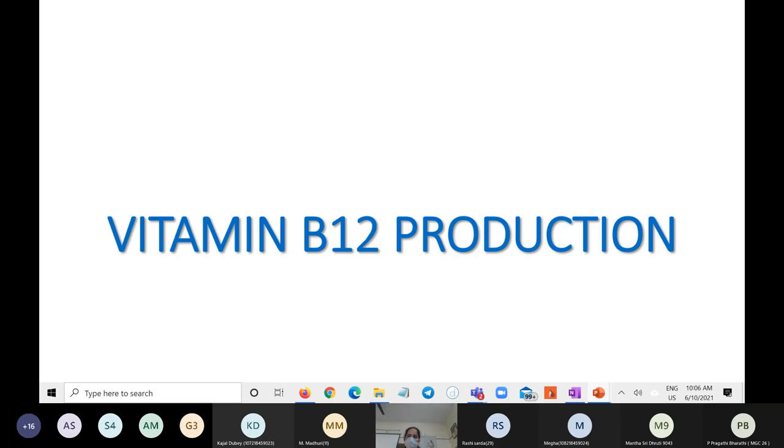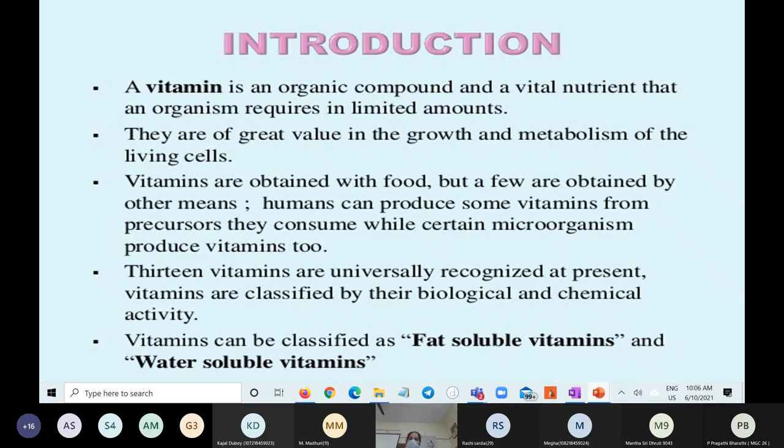Firstly we have the introduction: what is a vitamin. Vitamins are organic compounds and very vital nutrients that an organism requires in limited amounts. We cannot consume vitamins in excess, because if they are excessive in the body, they can also act as a toxin. So they have an optimum requirement for the body, and only in that amount should they be consumed. They are of great value in the growth and metabolism of the living cell. Vitamins are obtained with the food, but a few are obtained by other means. 13 vitamins are universally recognized.